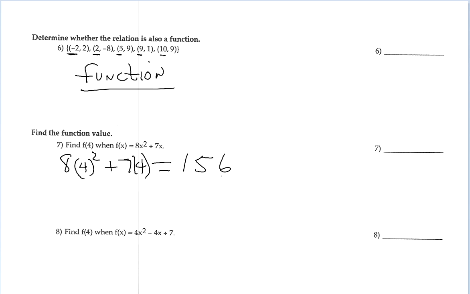Okey-doke. Same with this one. F of 4 again. So plug in 4 for the x. So again, you got 4 times 4 to the second power minus 4 times 4 plus 7. And again, you can use your calculator for that one. That's a good reason to. And you should come up with 55.